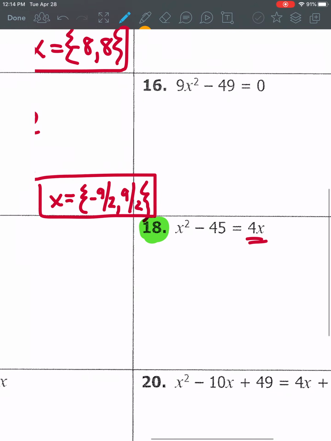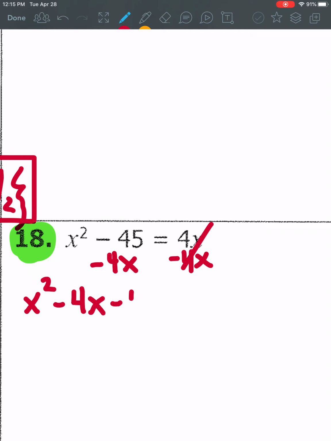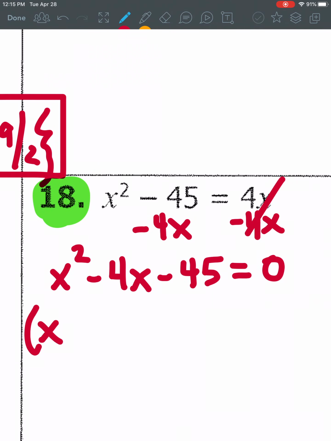So we want to move that 4x. So I'm going to subtract 4x to get 0 over here, and then we also have to subtract it over here. So I'm going to write it in standard form, so x squared minus 4x minus 45, so that's our ax squared plus bx plus c, and now it is equal to 0, okay?